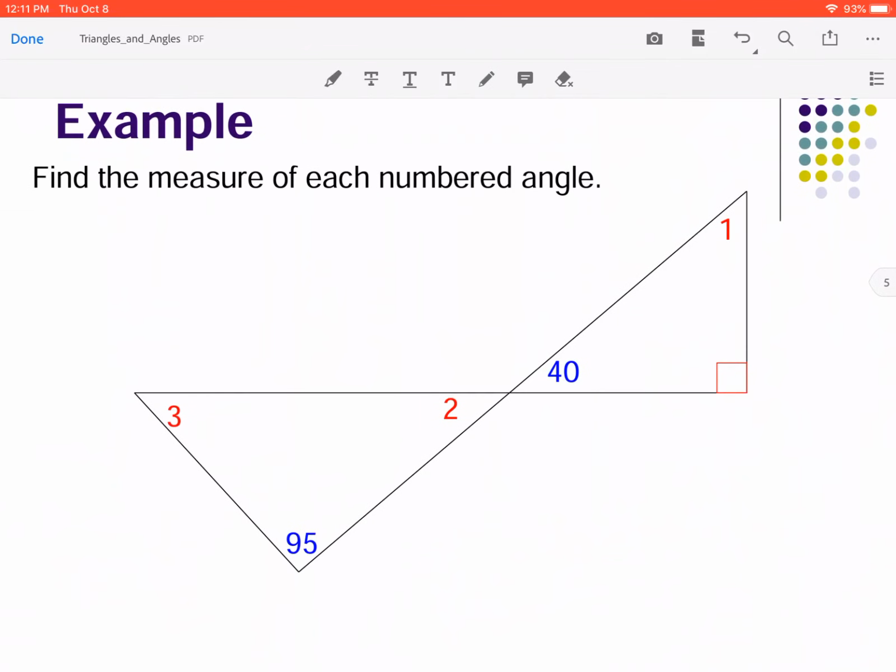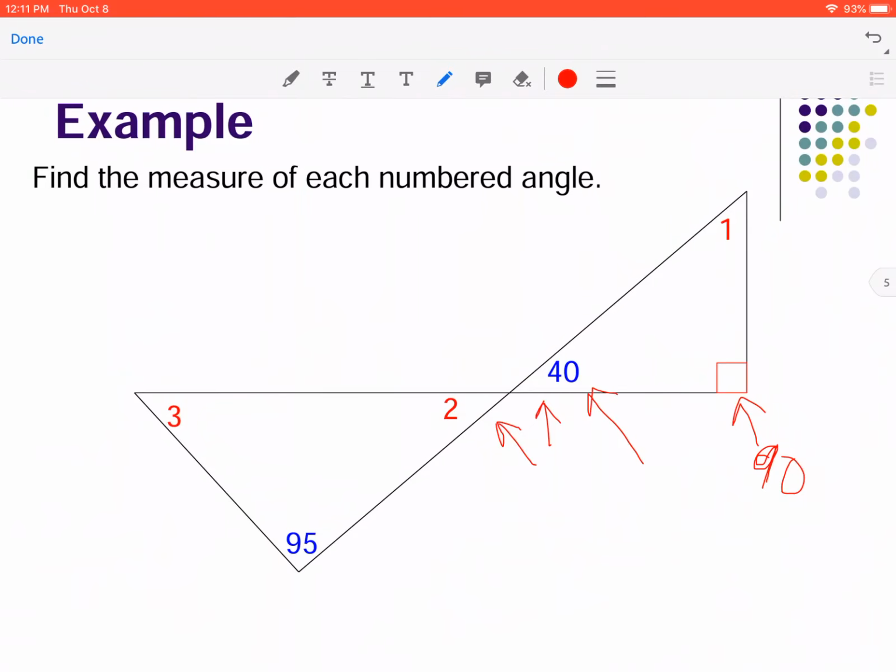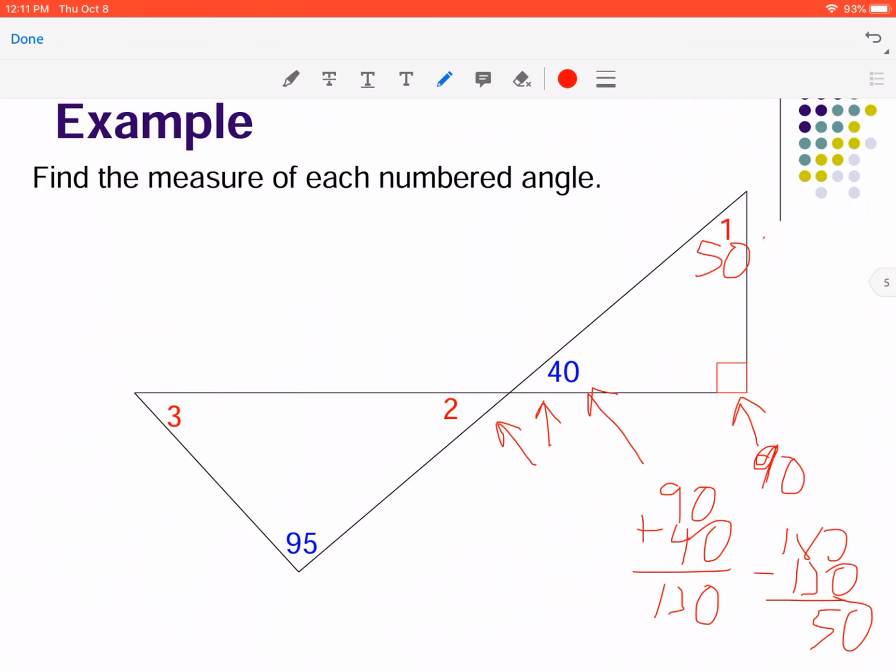All right, this one's kind of similar. I do see that right there and that right there, and those are vertical angles. Vertical angles are always equal to each other. So this one is 90. This one is 40. So I can do 90 plus 40. That's 130. 180 minus 130 should be 50. So this angle here is 50 degrees.